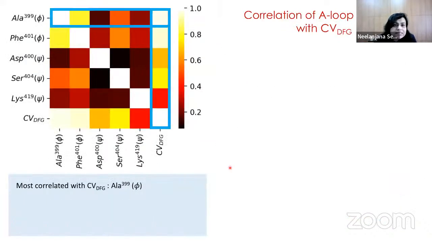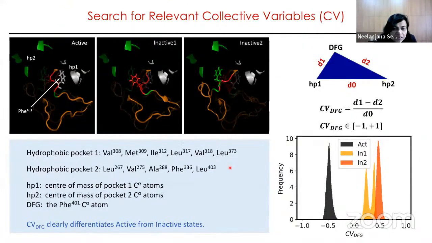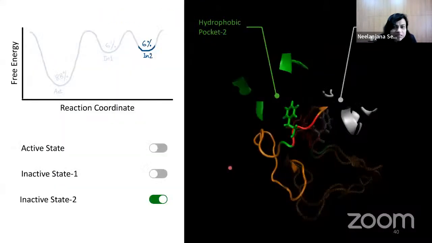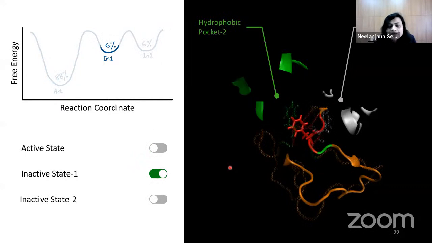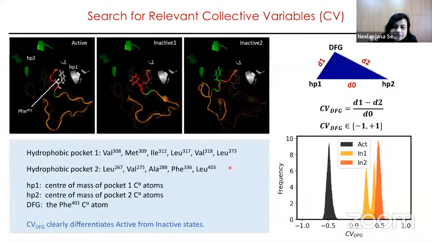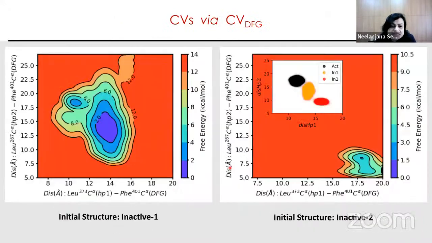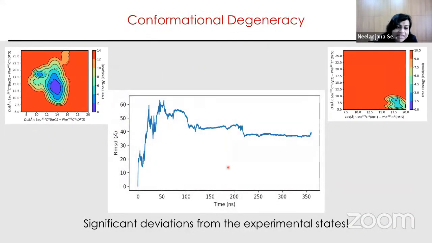But again, we do feel that given the importance of this particular collective variable, the CVDFG, this particular flip is such a key change, a key signature of the transition from one state to the other. Something which is related to this conformational change is going to be a good signature of the transition from the active to the inactive state. And we need to keep looking at the magnitude of change with respect to the experimentally reported values.